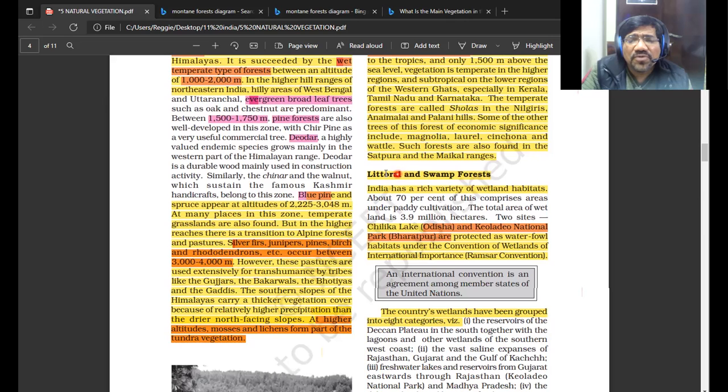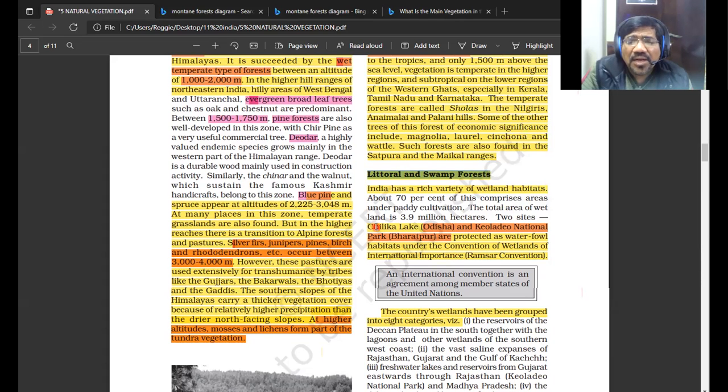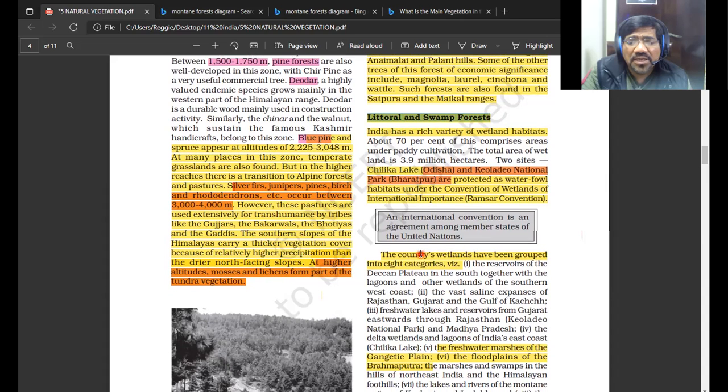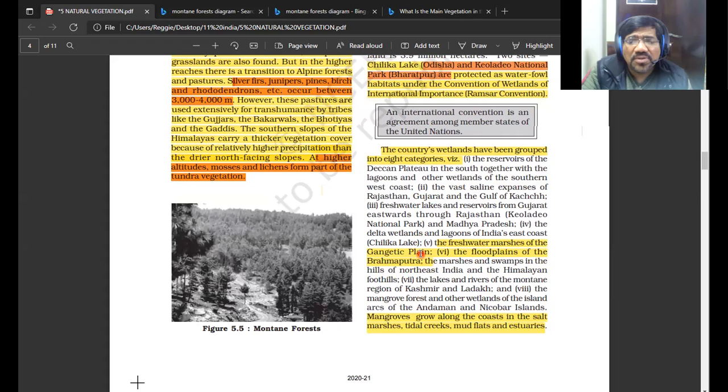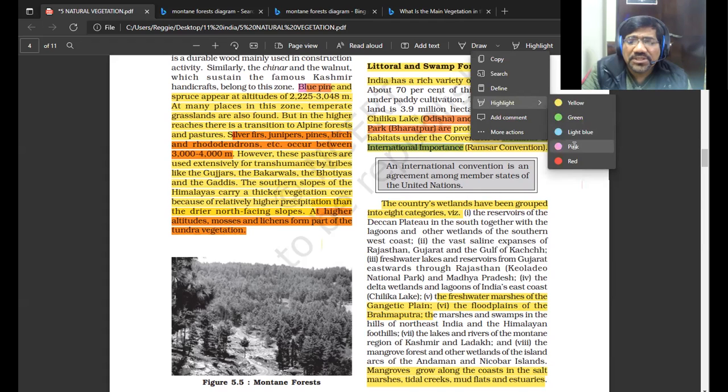Now, littoral and swamp forest. Littoral and swamp forests are the forests in which you will find that a lot of water is there. So these are the wetland forests, and I will be showing you the different wetland forests. There are different littoral forests mentioned here, and all the forests where there are swampy areas. Wherever you have got wetlands, they are the ones which are covered under the heading of the littoral forest, right?